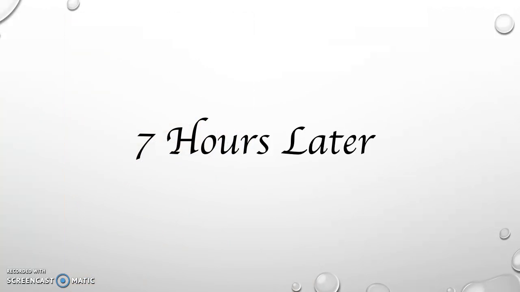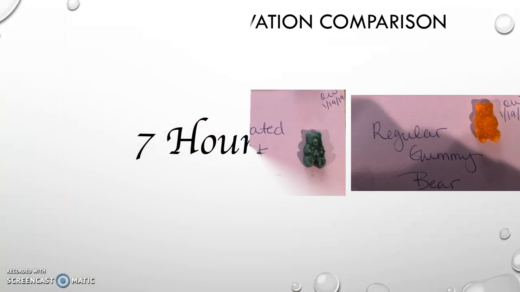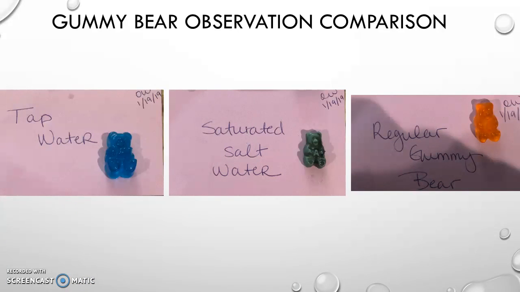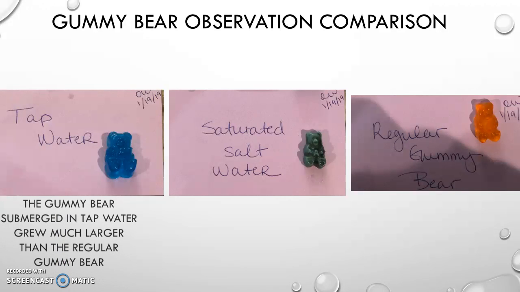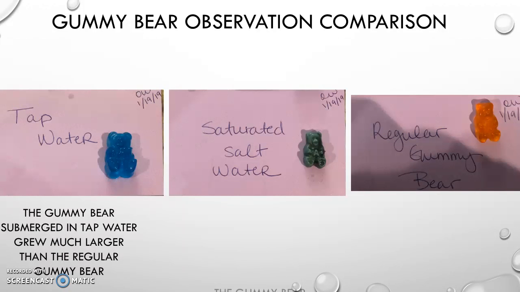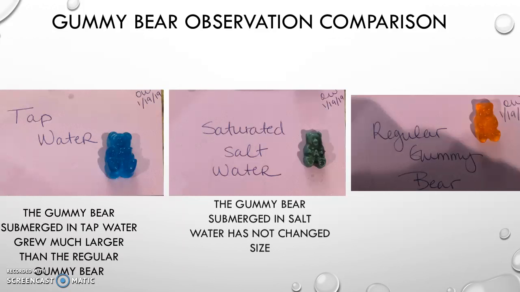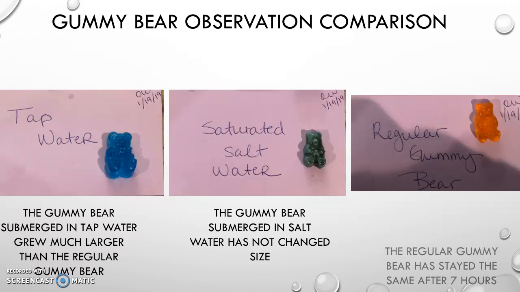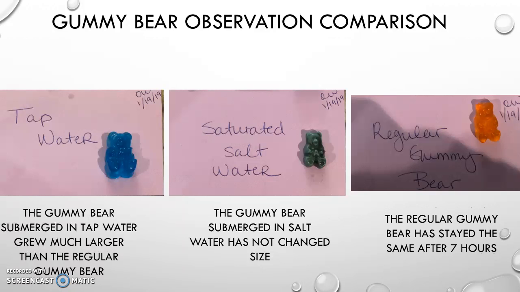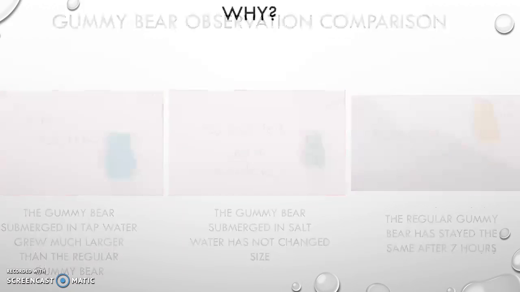After letting the gummy bears sit in the different solutions for 7 hours, I took them out and observed what happened to them. The gummy bear that was submerged in the tap water grew much larger than the regular gummy bear. The gummy bear that was submerged in the salt water has not changed size, and the regular gummy bear, of course, has stayed the same after 7 hours.